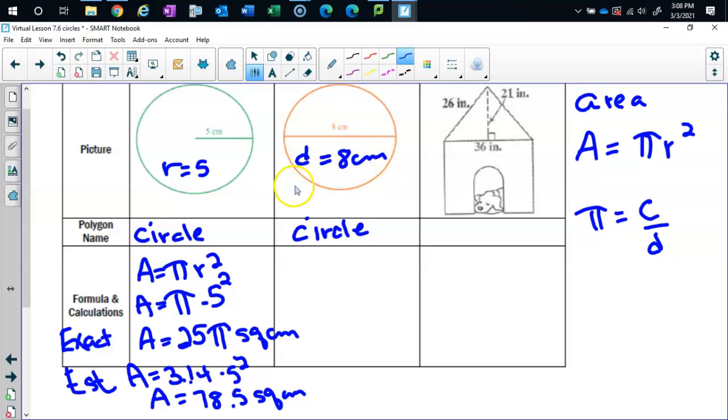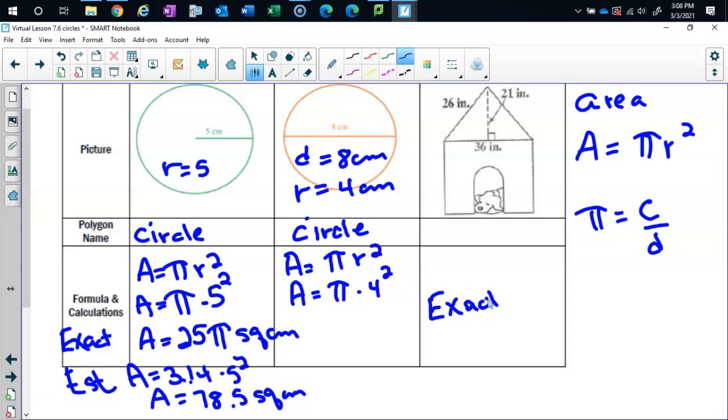Before we do anything, we need to find the radius. Radius, we would divide that by 2, is 4 centimeters. Super important because our formula for area is pi r squared. Let's do this one exact and estimate. So exact, area, keep pi as pi, times 4 squared. 4 squared is 16. So our exact answer is 16 pi square centimeters.